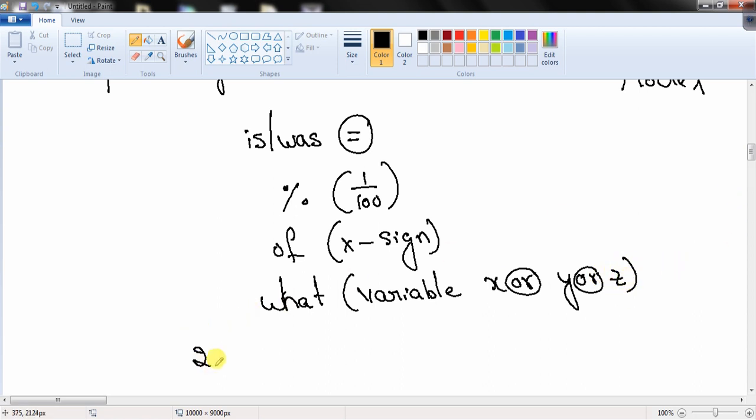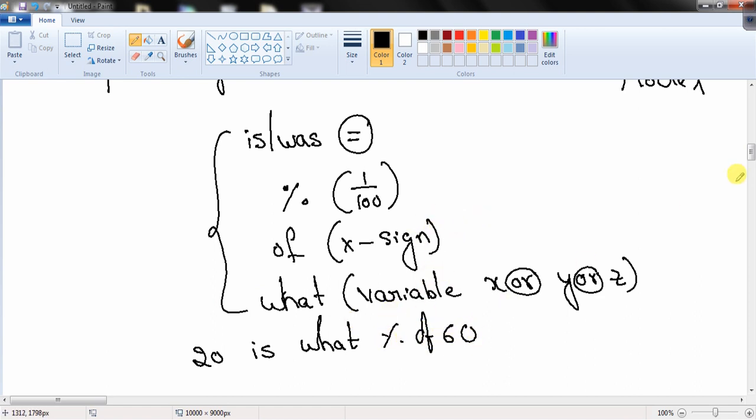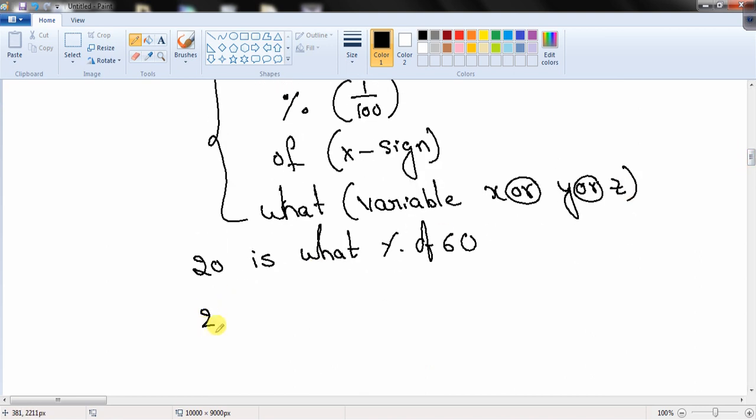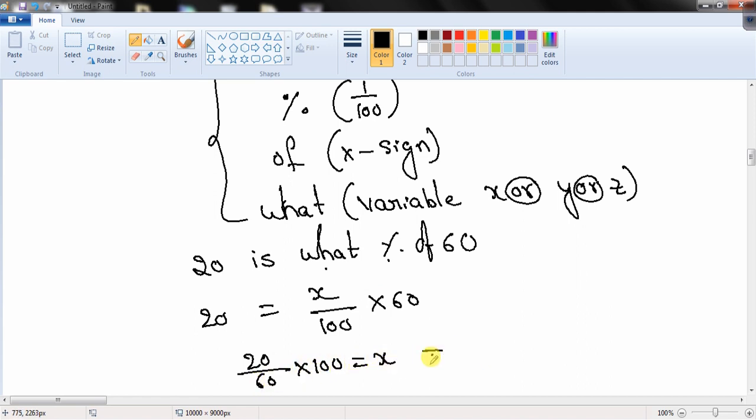So for example, this is an easy question. It might look not so beneficial by learning this, but I'm sure for a difficult question of any type, if you are struggling to form a mathematical equation in a percentage question, this will help you. 20 is what percentage of 60. So 20 is equal to x, percentage is 1/100, of is multiplication sign, 60. So x is 20/60 into 100, 1/3 into 100. We know 1/3 in percentage is 33 1/3%. So x should be 33 1/3%.